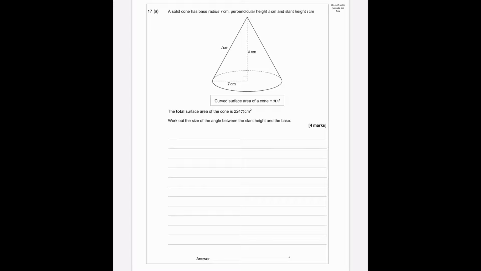Question 17a, so we're looking for that angle there that I've called theta. The total surface area of the cone will be the curved surface area plus the area of the circle underneath, so 7 pi l plus pi times 7 squared is going to be equal to the 224 pi.